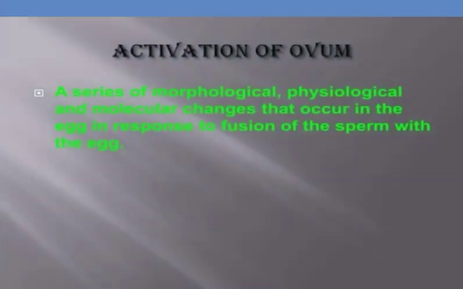Then activation of the ovum. The entry of a sperm into an egg triggers the metabolism of the egg for the zygote. Consequently, protein synthesis and cellular respiration also increase in the egg cell.